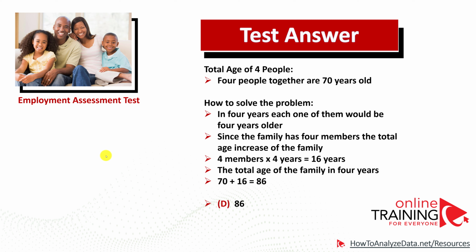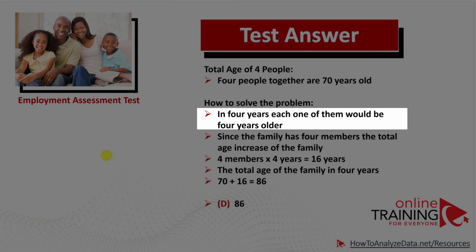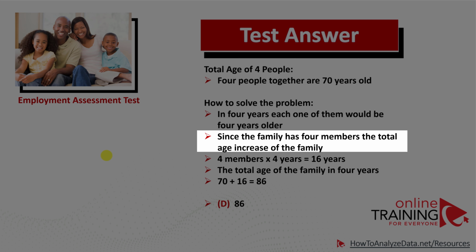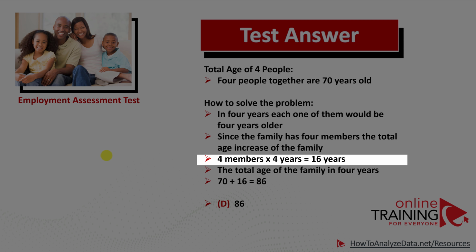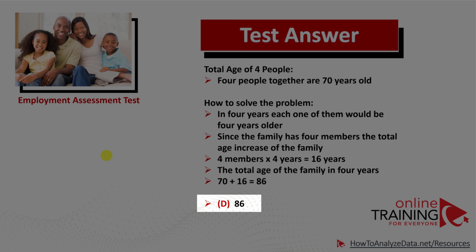The easiest way to solve this challenge is to understand what we are being asked. Currently, the total age of the 4 people together is 70 years old. And you have to understand that in 4 years, each family member will be 4 years older. Since the family has 4 members in total, the age increase for the family will be 4 multiplied by 4 members multiplied by 4 years, which would be 16. So the total age of the family members in 4 years will be 70 plus 16, which would be 86. So the correct choice here is choice D, 86.